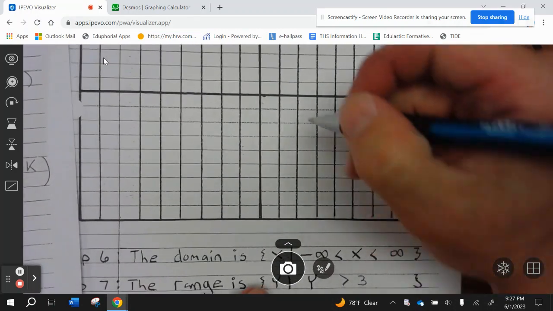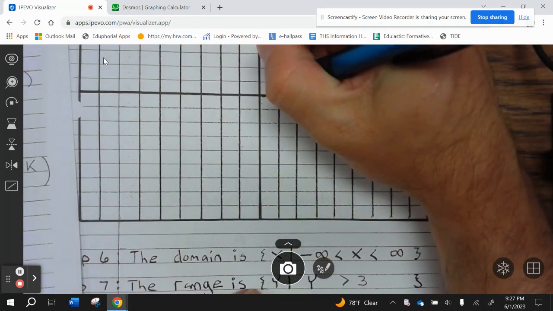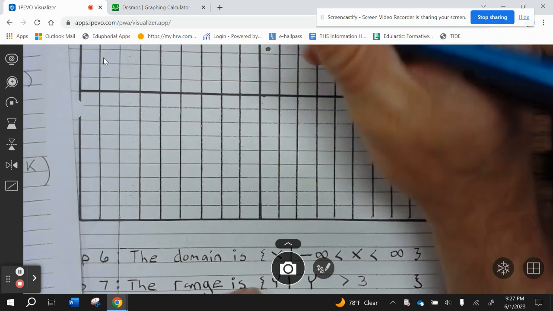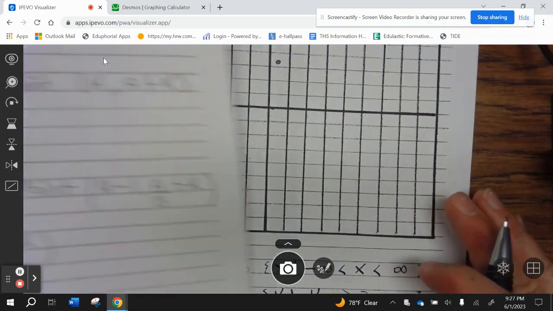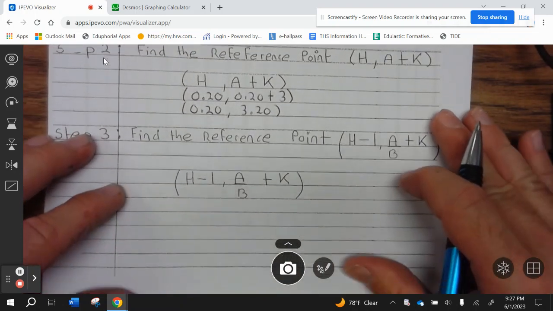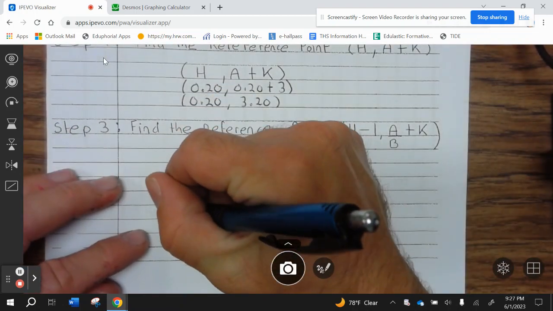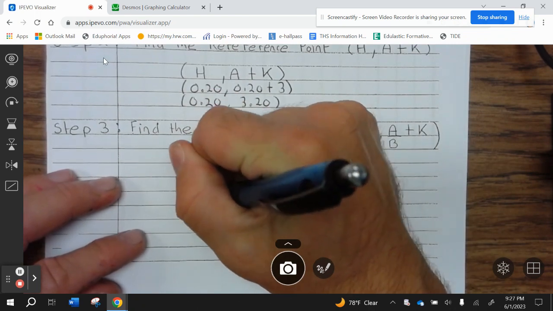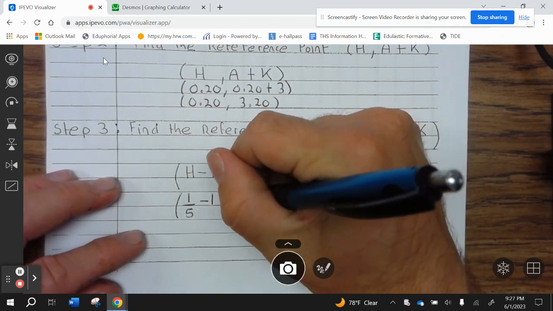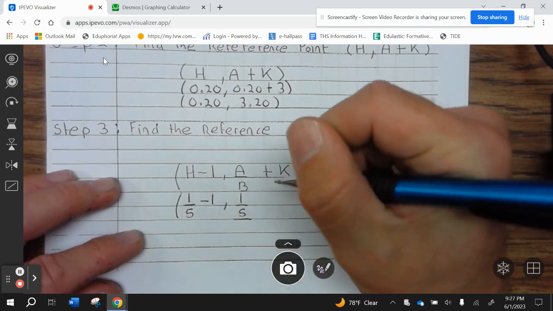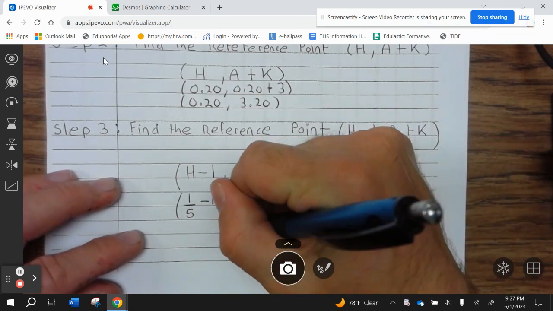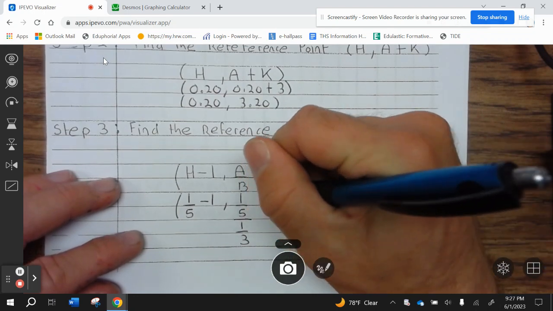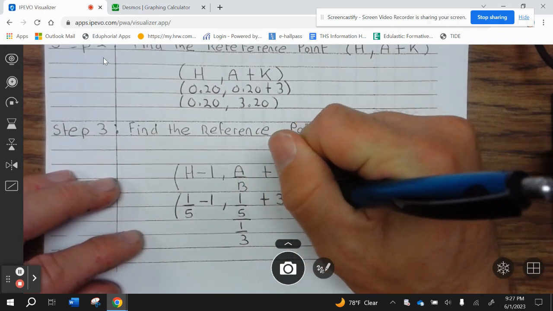Now we're going to approximate. 0.2 is about here, and then 3, 1, 2, 3, 3.2 would be about there. You just approximate. Okay, let's take a look at the next reference point. Okay, so H is 1/5 minus 1, comma, A, which is 1/5, divided by B, which is 1/3, plus K, which is 3.